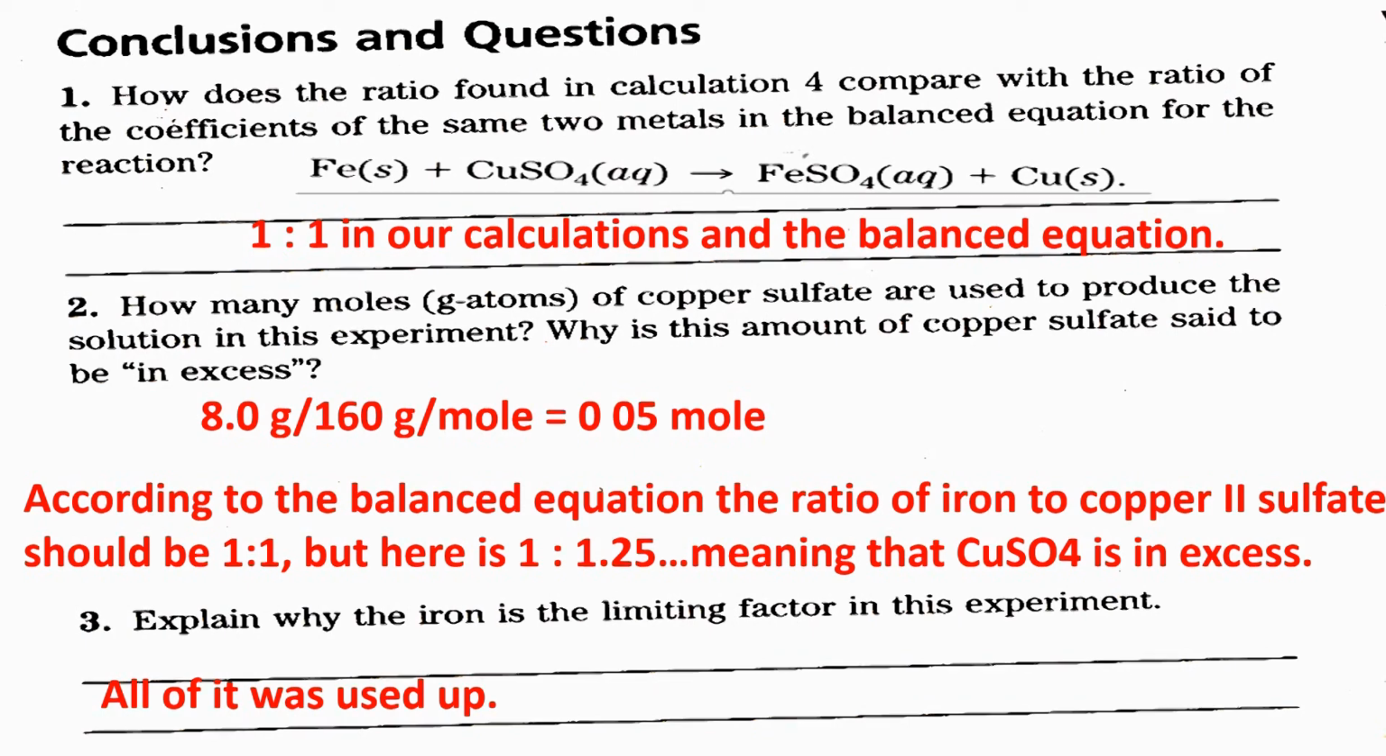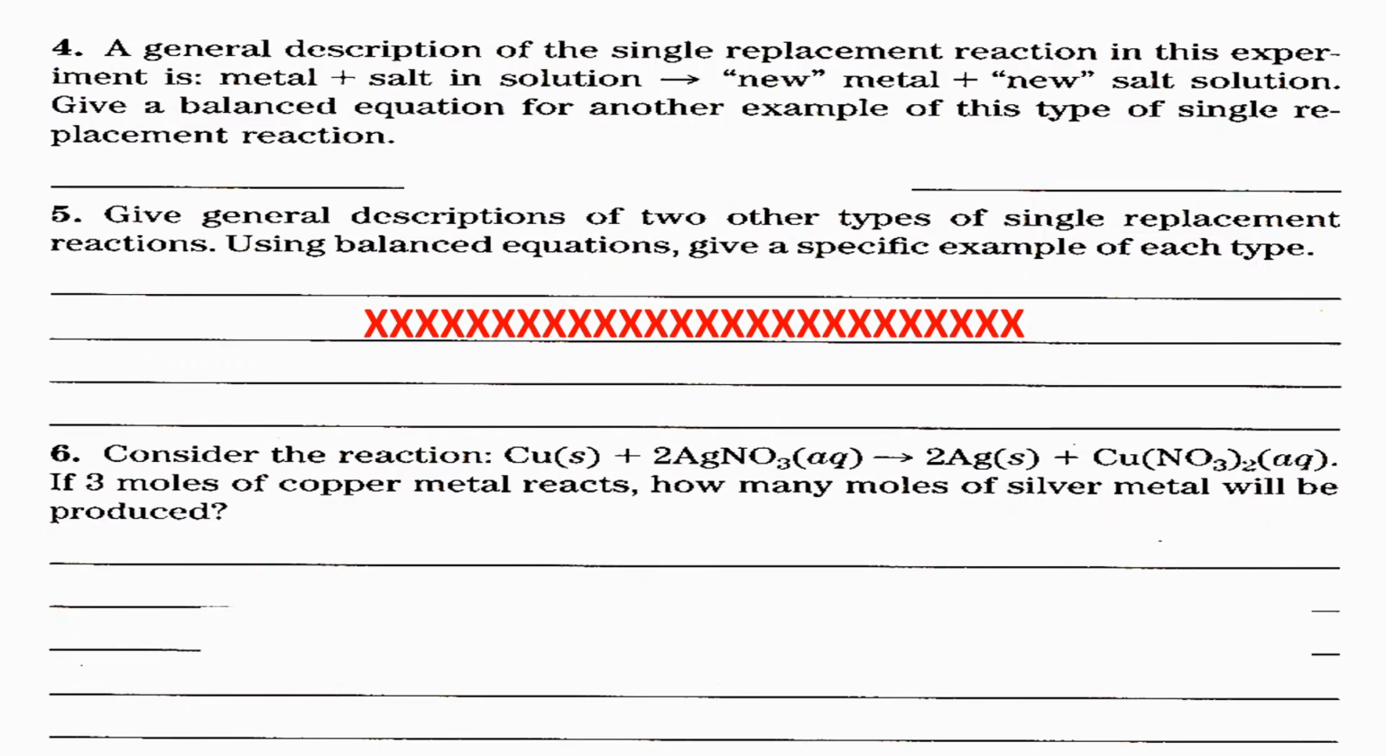That's why it's limiting. A general description of the single replacement reaction in this experiment is a metal plus a salt in solution yields a new metal plus a new salt solution. Give a balanced equation for another example of this type of single replacement reaction. Well, that would be Na plus AgCl yields NaCl plus Ag.